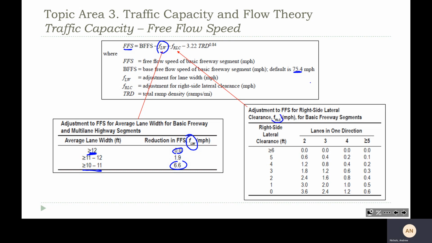Same thing here, you've got the FRLC, which is the right side lateral clearance. Since this is a basic freeway segment, it's more the right shoulder that we're worried about, because on the left side, we're probably going to have a median. So we're only adjusting for that right side lateral clearance. And then our final term is this total ramp density. If you're given information about the interchanges and the length of the roadway segment, you can calculate an average ramp density to plug into that equation.